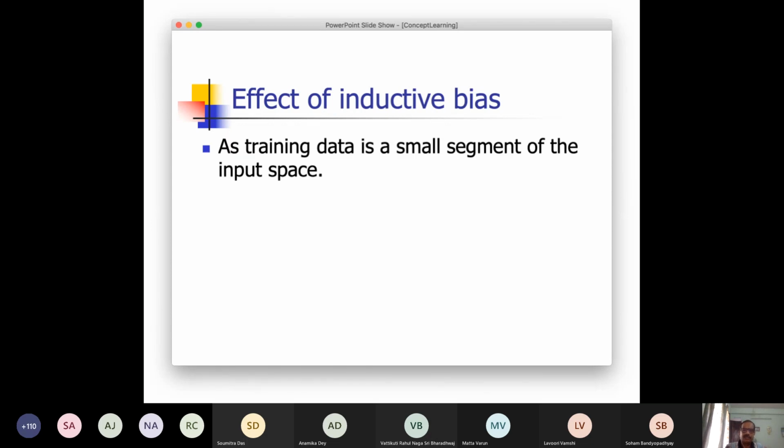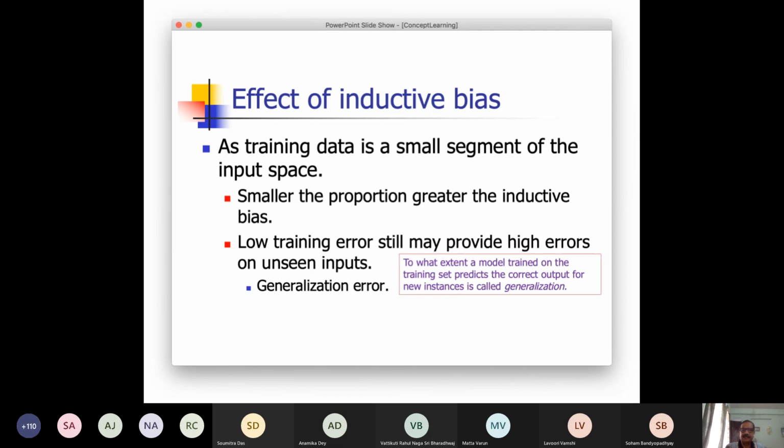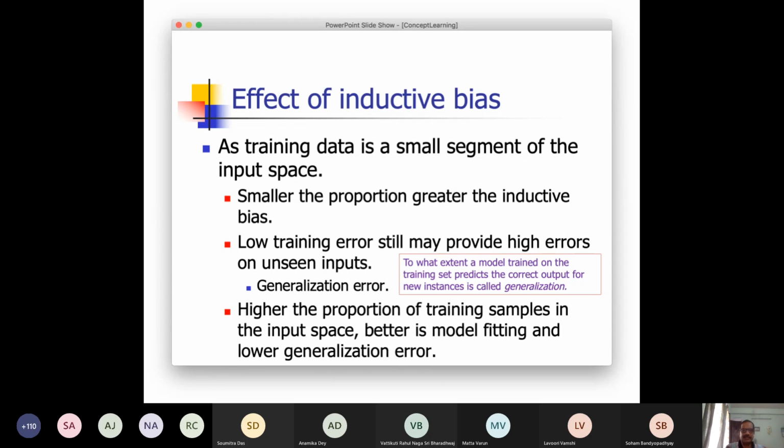So the inductive bias is important. We have seen that. That is what I was telling you: if you have low training error, still you may get high generalization error. To what extent does a model trained on the training set predict the correct output for new instances? That is called generalization. Naturally, if you have more training samples, you are going to get a better model fit and your generalization error will be lower.